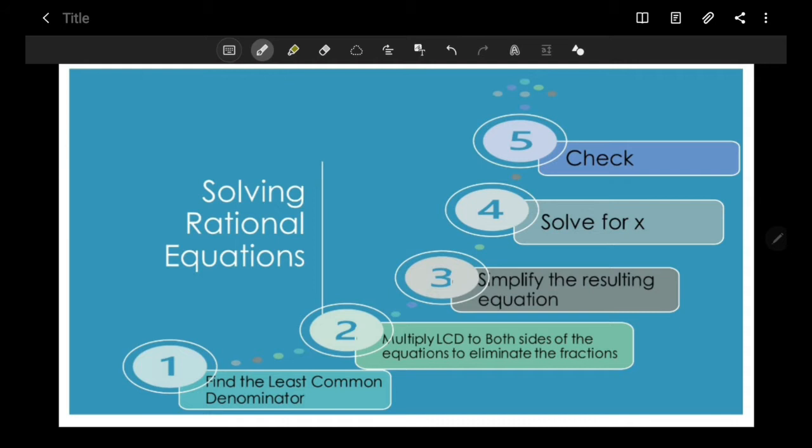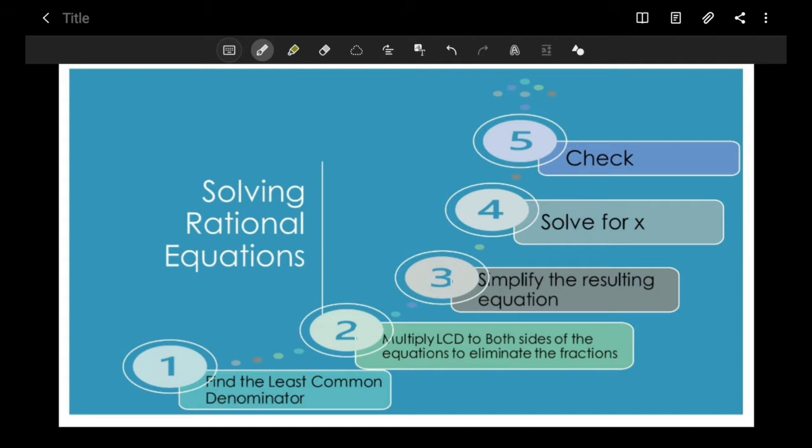So good day, students. Our lesson for today is solving rational equations. To solve rational equations, we have to follow 5 steps. First is to find the least common denominator. Second is to multiply your least common denominator to both sides of the equation to eliminate the fractions.